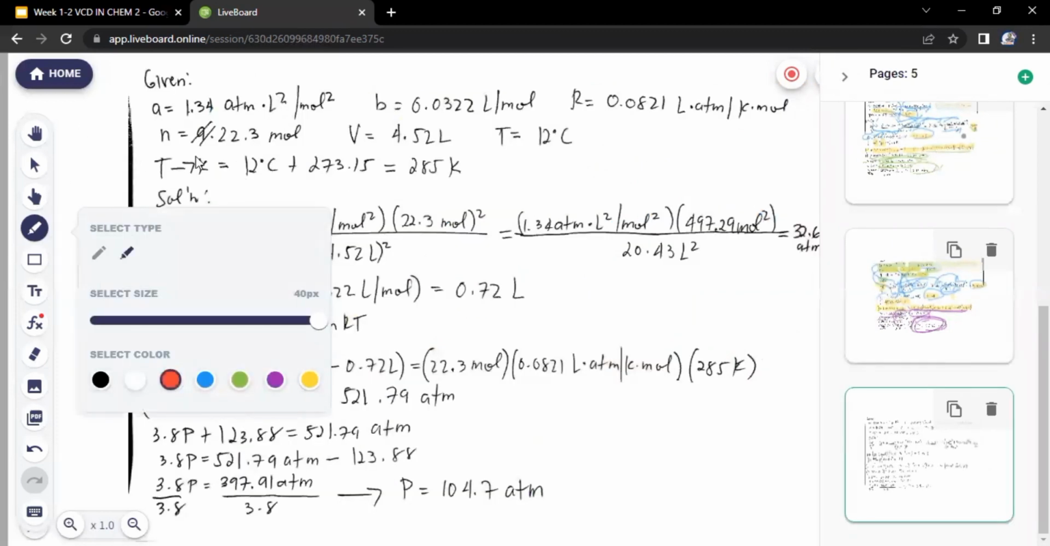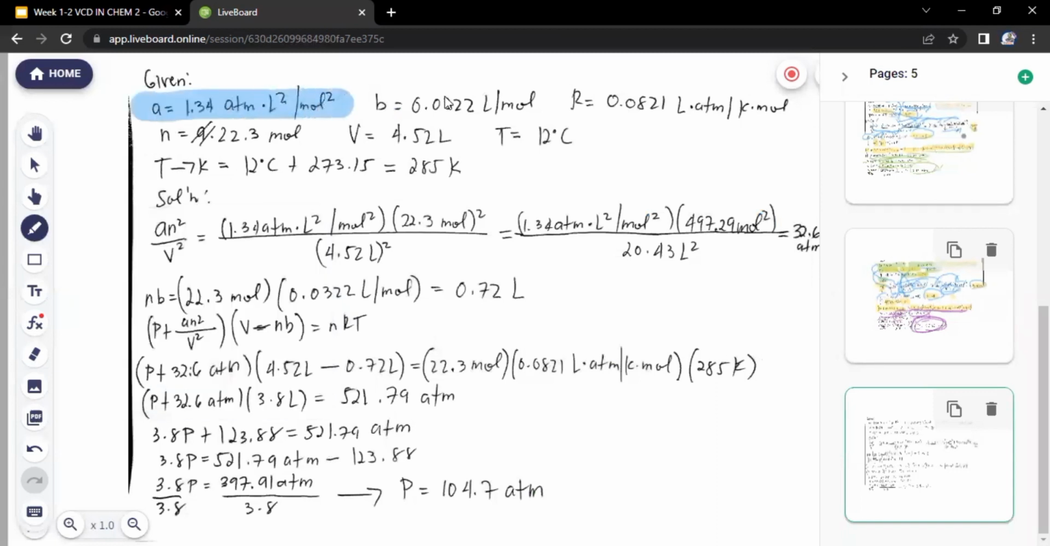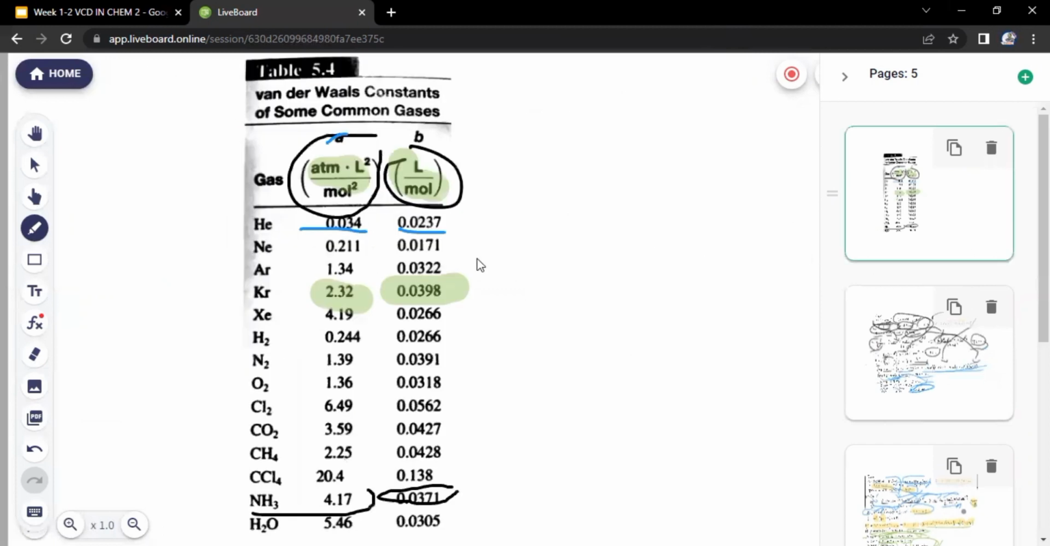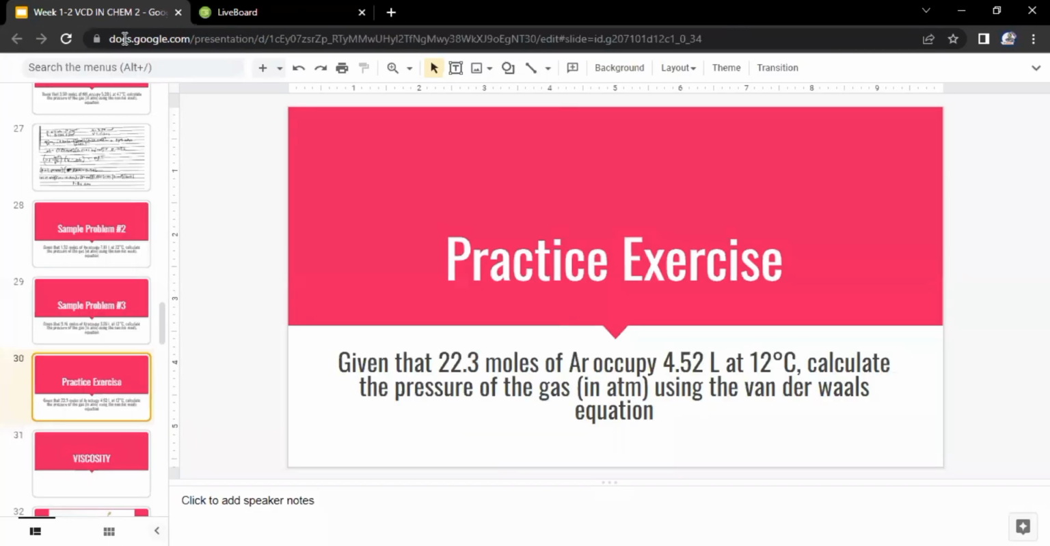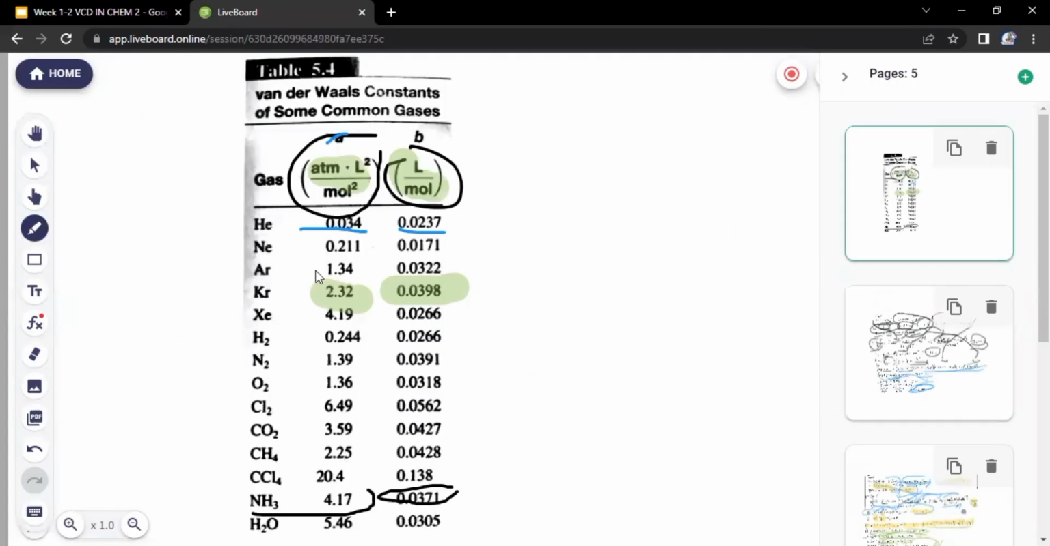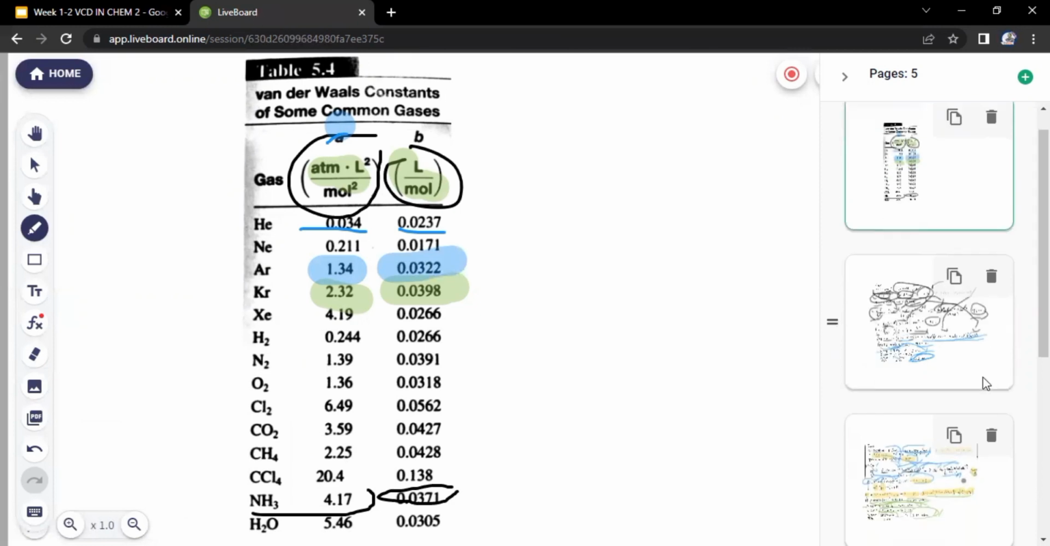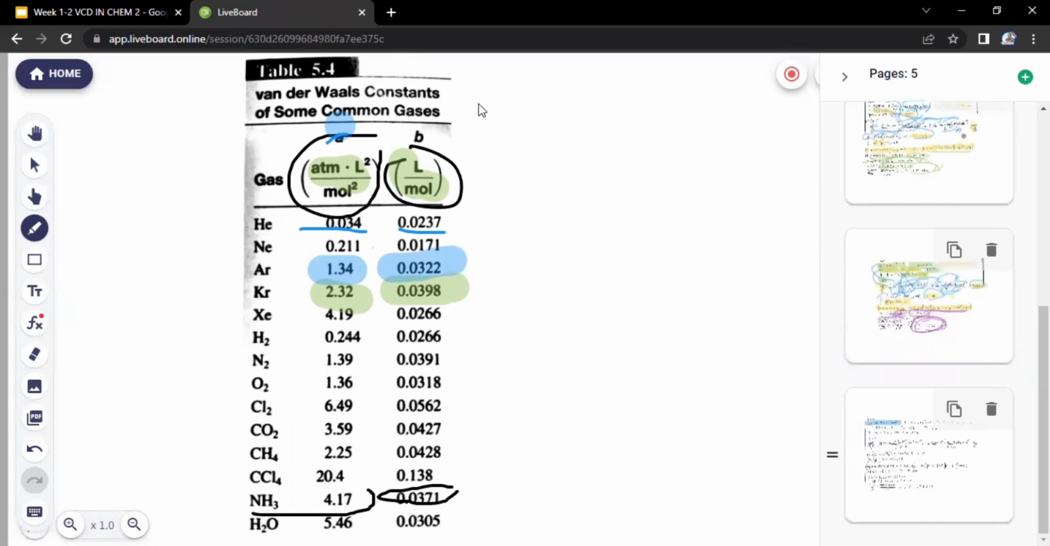All right, so first you will have the value of your A, which is 1.34 ATM. This one came from here, from the, what's the gas again? Argon. So this is the argon, 1.34, and then the unit. And then the value of your B is 0.0322, and then the unit, this one. All right. Okay, so that is for B.